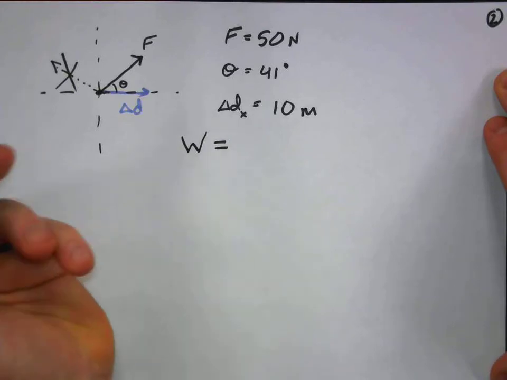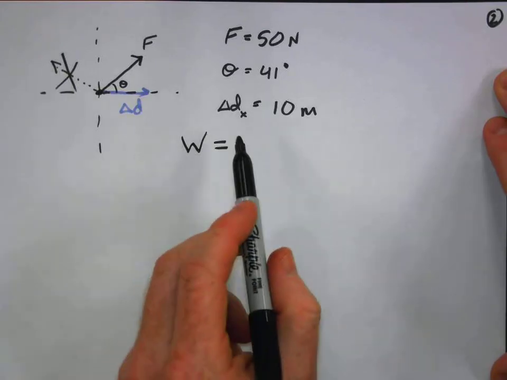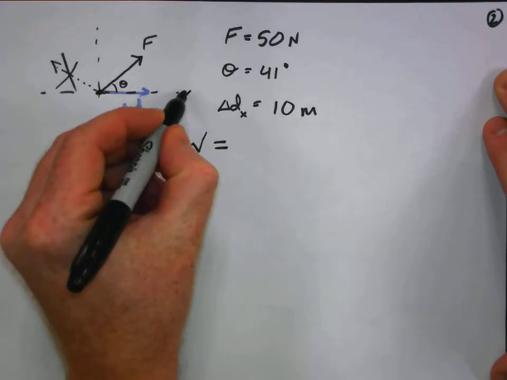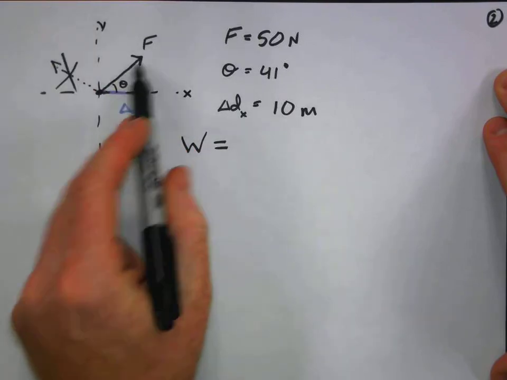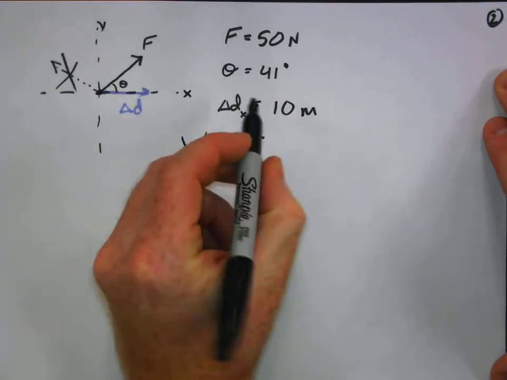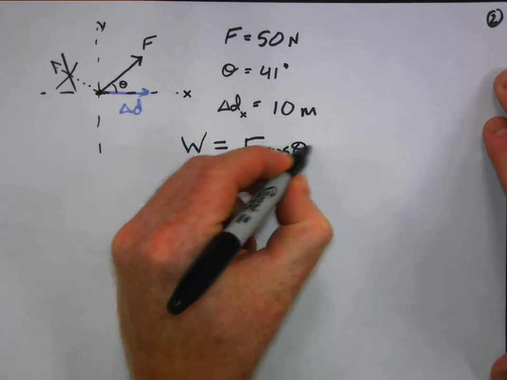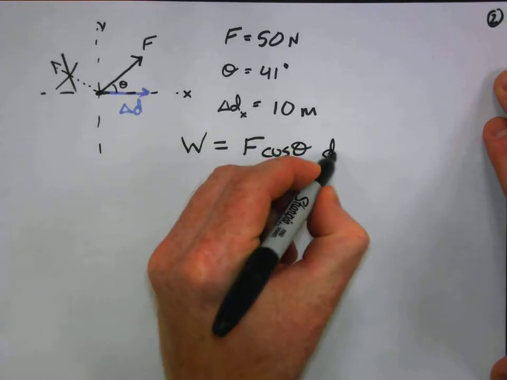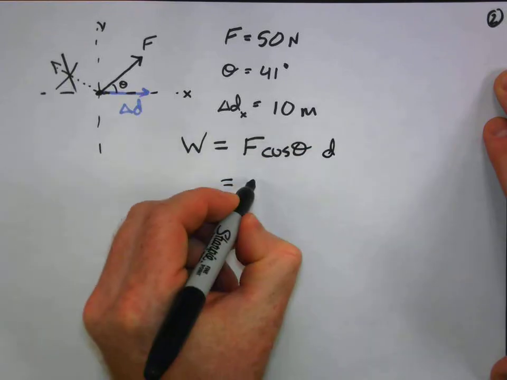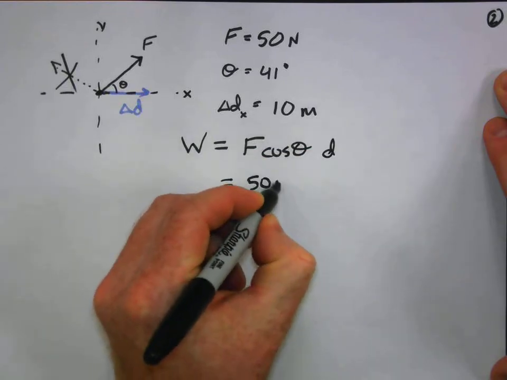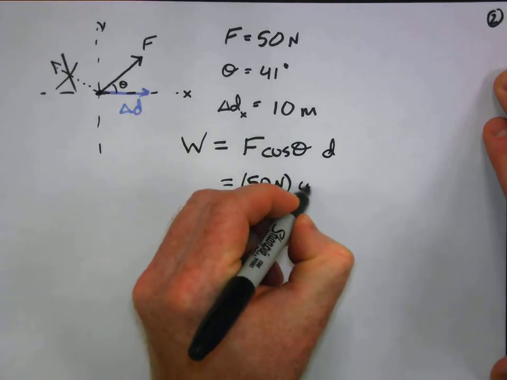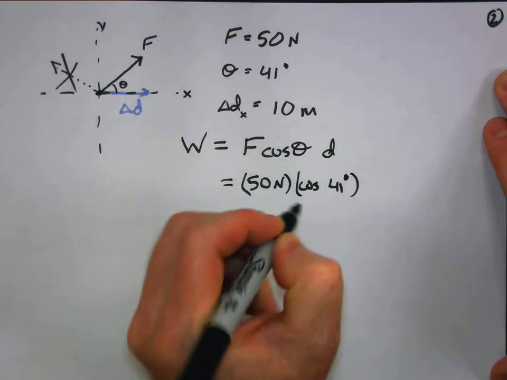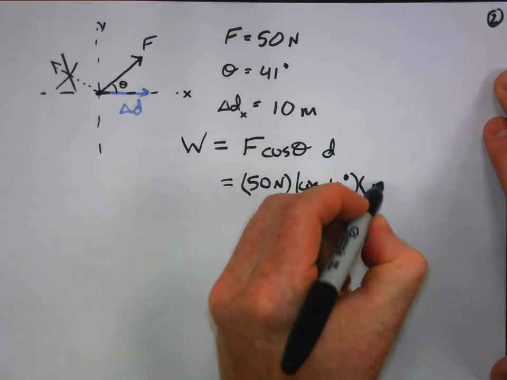Work done. Well, it's force times distance, but the force we're concerned with is only the horizontal component, or the x component, of that force. The x component is force times cosine of theta, and we have to multiply by the distance, right? So we have the force is 50 newtons. The angle is, we said, 41 degrees. And the distance, we said, was 10 meters.